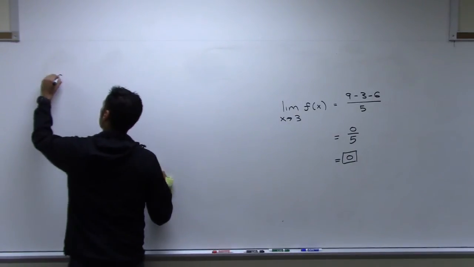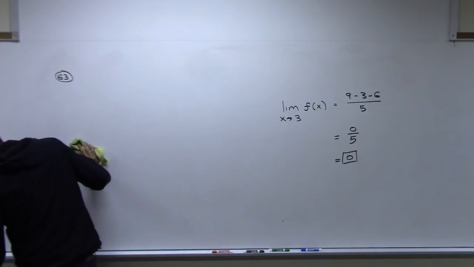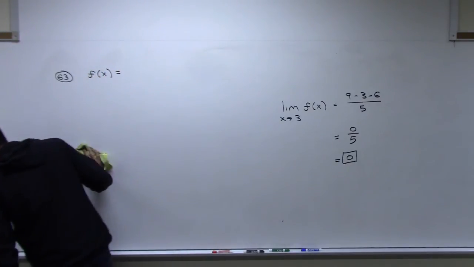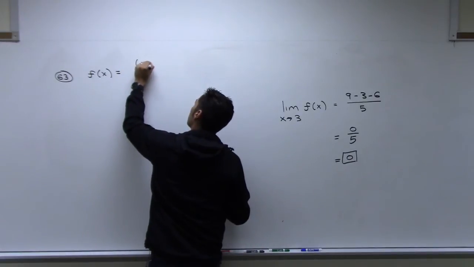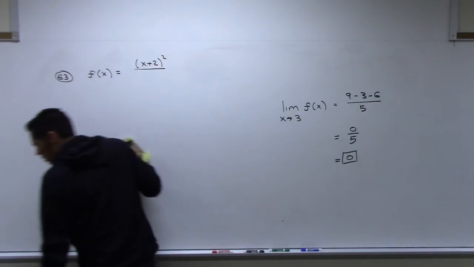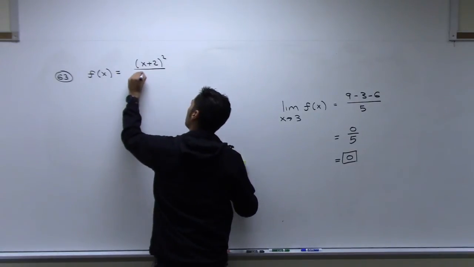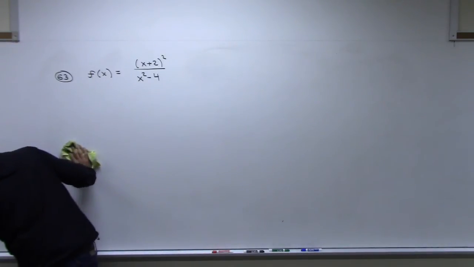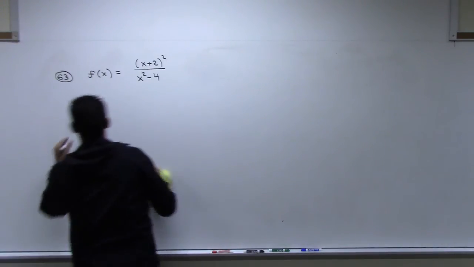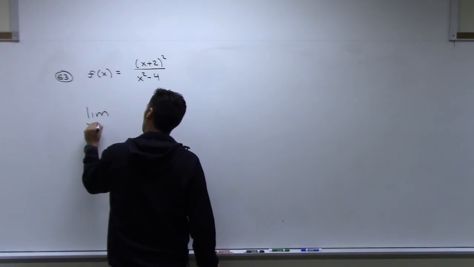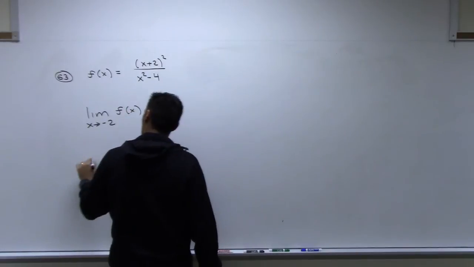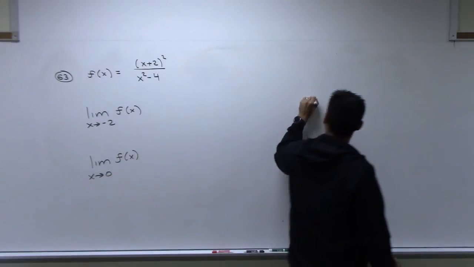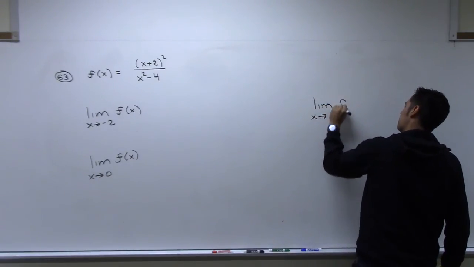Number 63, we have f of x equals the quantity x plus 2 squared over x squared minus 4. And we want to take the limit as x goes to -2, 0, and +2. X goes to -2, x goes to 0, and finally x goes to +2.